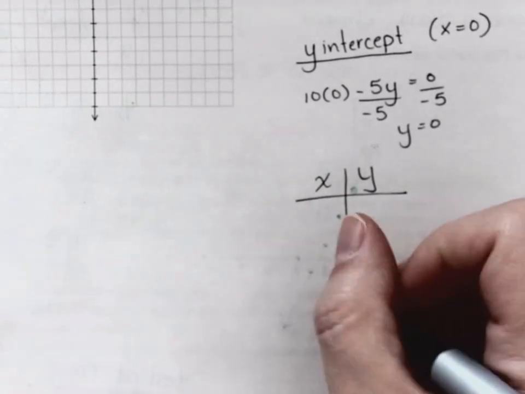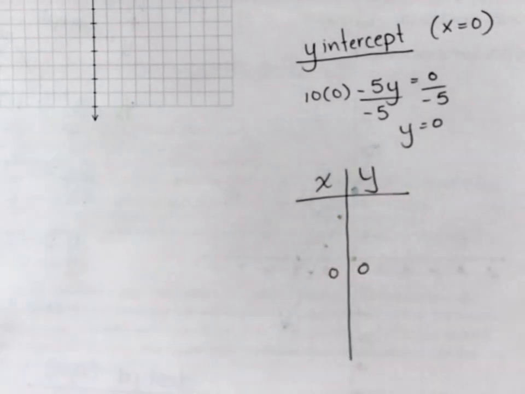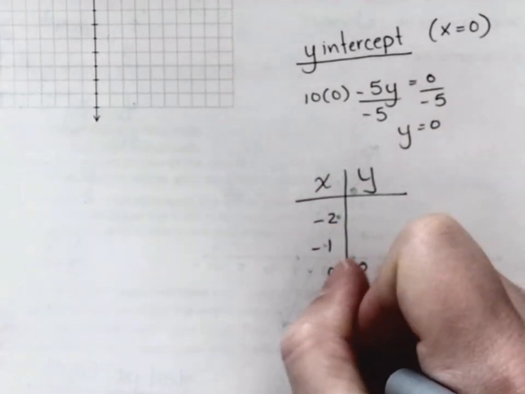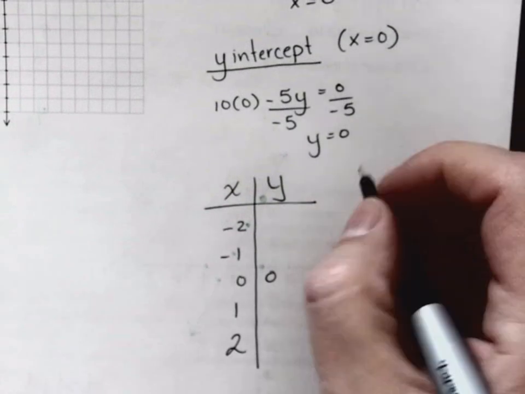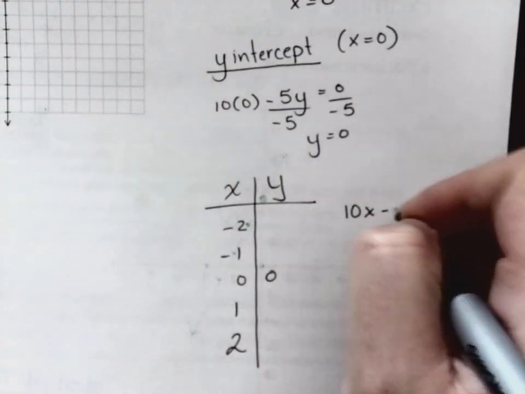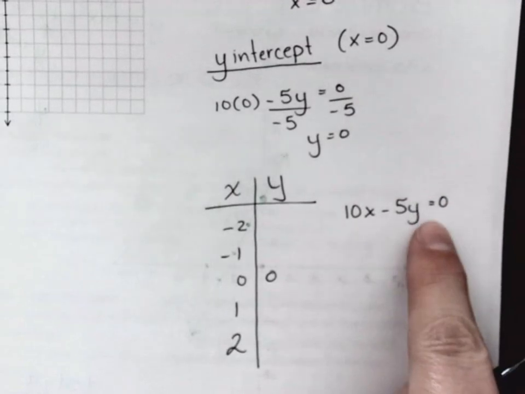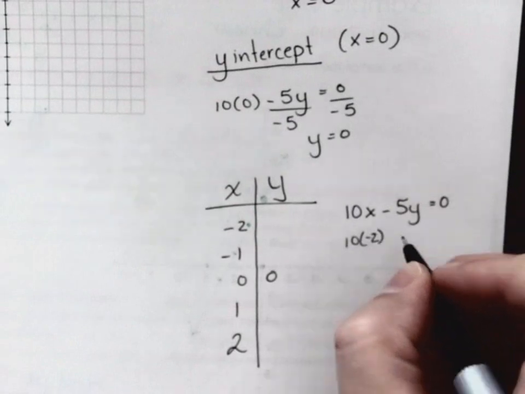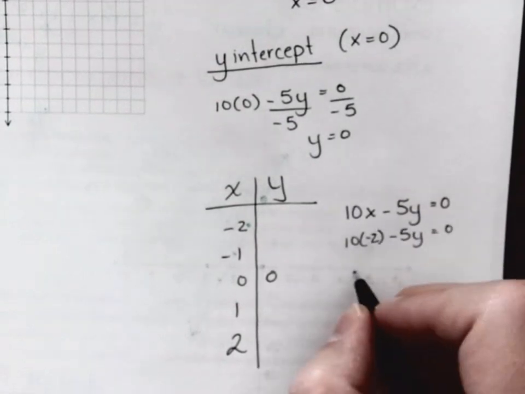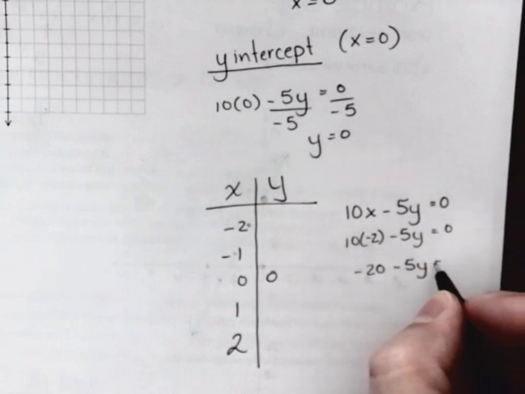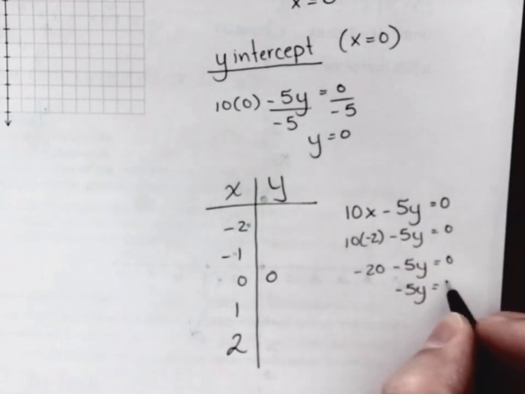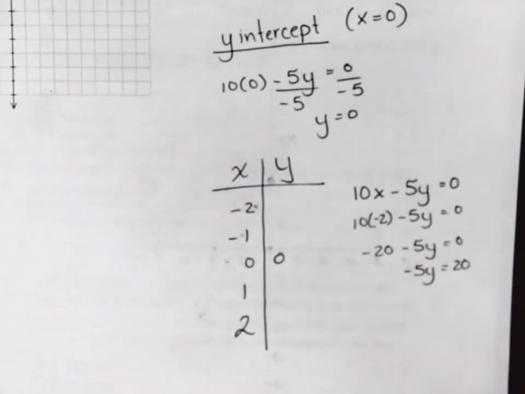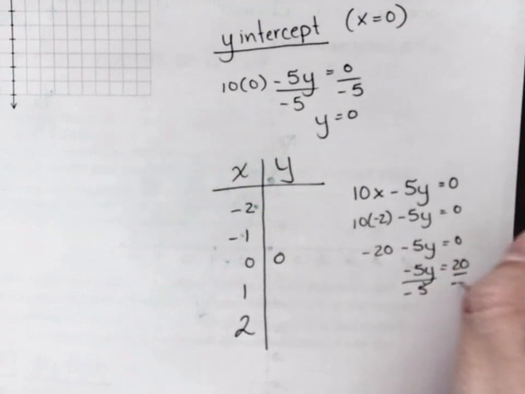So what I'm going to do is my x-intercept is at 0, 0. I'm going to pick some values to the left and to the right. So -2, -1, 1, and 2. And I'm going to substitute those values into, and I'm using the equal sign because I want these actual points. So if I substitute in 10 times -2 minus 5y equals 0, I've got -20 minus 5y equals 0, so -5y equals 20. If you're not sure what I did there, I added 20 to both sides. I'm going to divide both sides by -5.